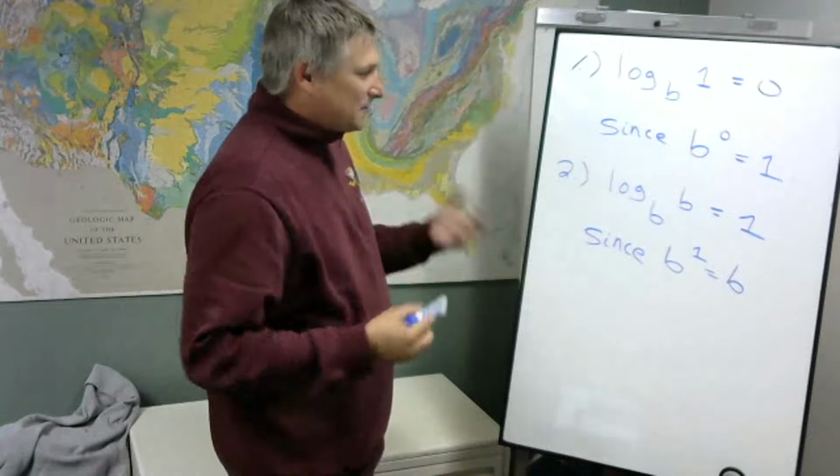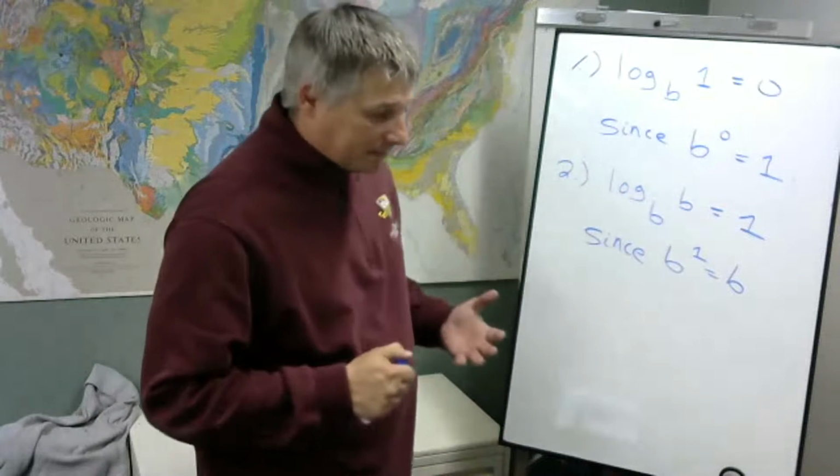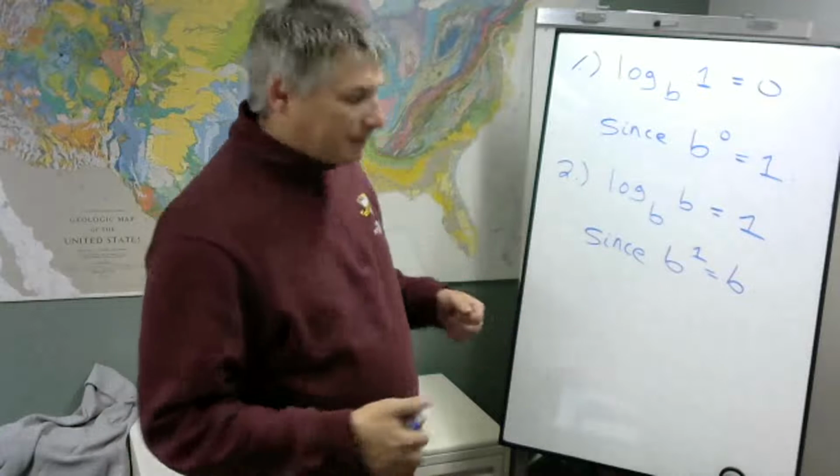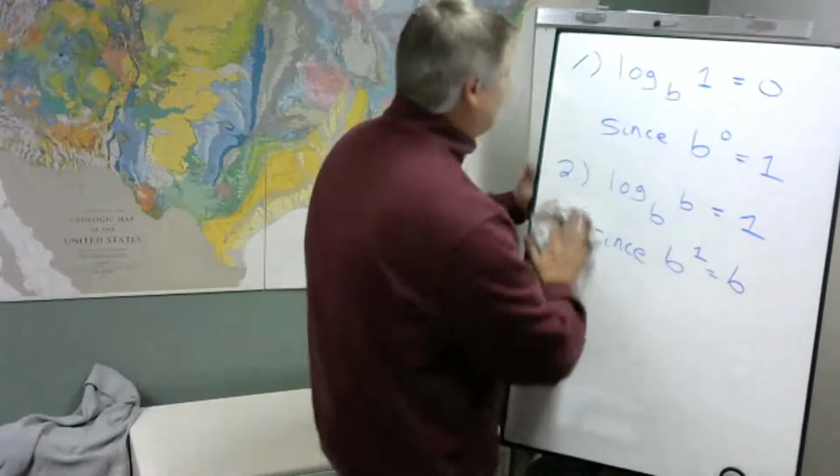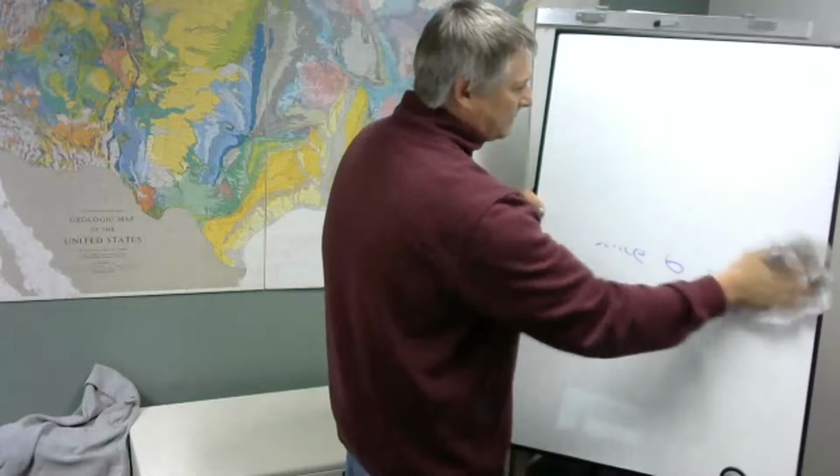Now, those are sort of the major other properties to consider. And then, of course, we've looked at our inverse properties. Now, we do want to talk about the restrictions on b. That is going to be important. And they're going to be the same as we had for the exponential function.